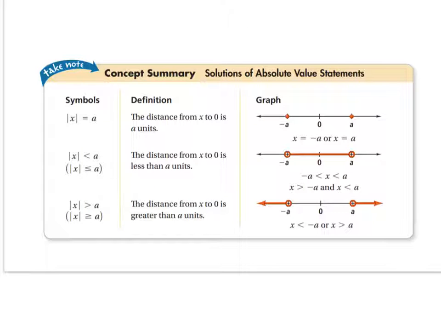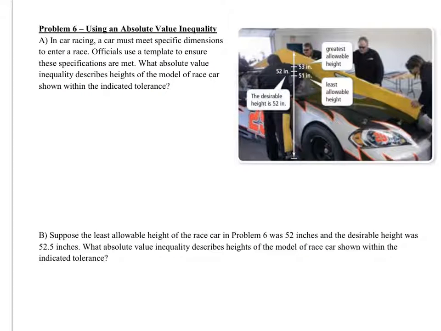So this is just kind of a reference for you to look at when we're dealing with the graphs, what they should look like. If there's an equal sign, you should have two. If it's less than, it should be in between. If it's greater than, it should be shooting out. So here you have this word problem. You should pause it, read the word problem, then play it so we can go over it.